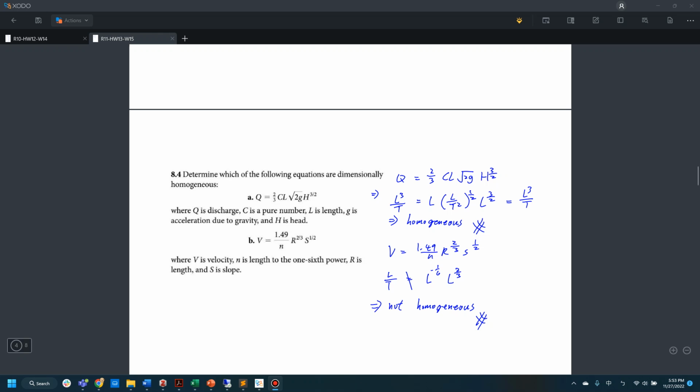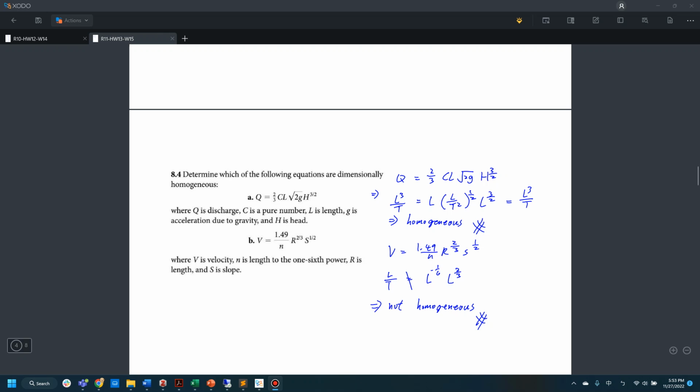So for A, we have these equations where Q is discharge, C is a pure number, L is length, G is acceleration due to gravity, and H is height. Homogeneous means that the units on the left-hand side and the right-hand side of the equation are equal to each other. So we can try to decompose that.